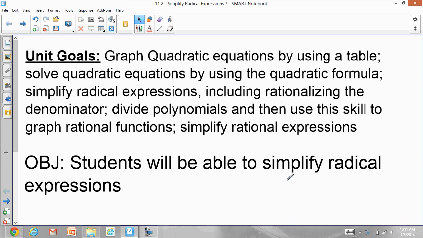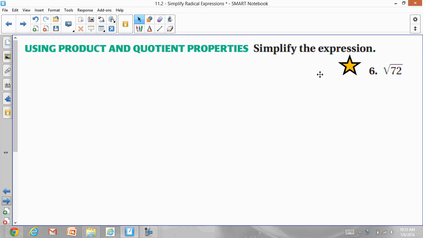Today you will be able to simplify radical expressions. In your notebook, write today's date, 11.2, simplify radical expressions. Copy question number 6. So using the product and quotient properties, simplify the expression.